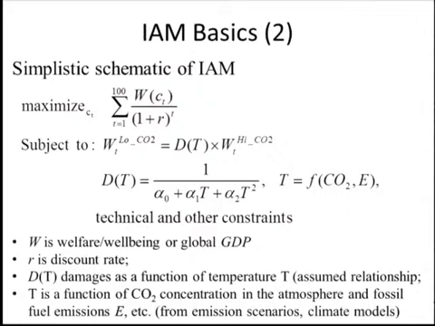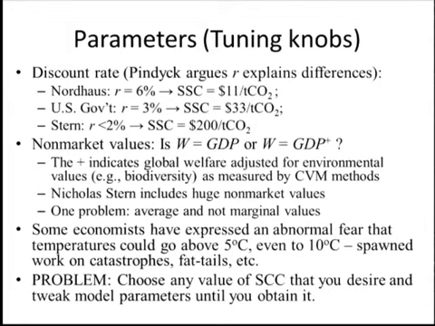So basically what I'm doing is I'm tuning a bunch of different knobs. And if you tune the discount rate knob, and Nordhaus uses 6%, you get a social cost of carbon of $11. The US government uses 3%, you get $33. Stern used something closer to 1%, and you got $200. But it's really these non-market values that are the big thing, and it's basically those kinds of things that Stern was looking at.